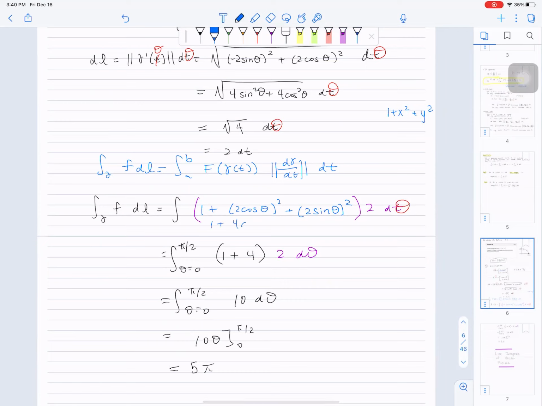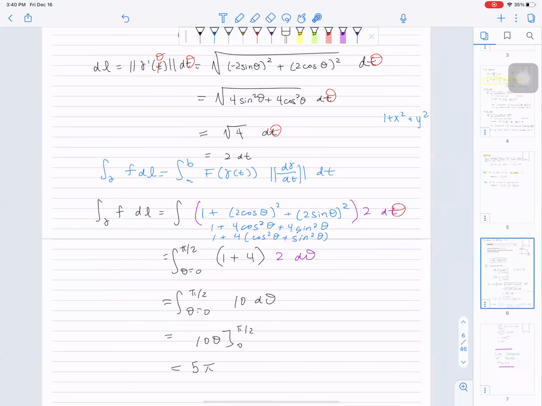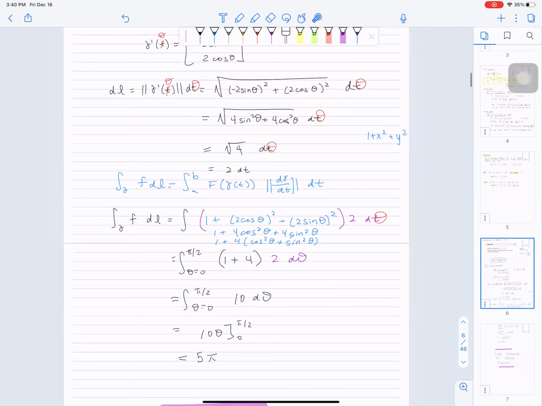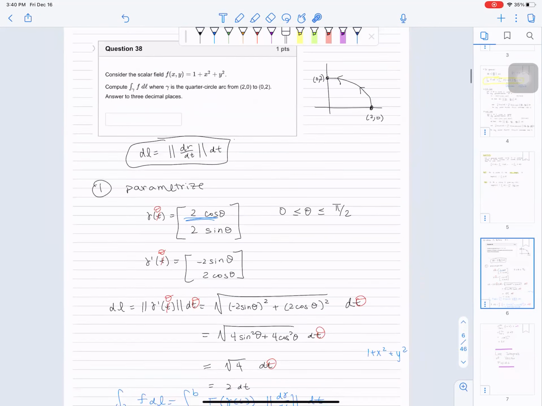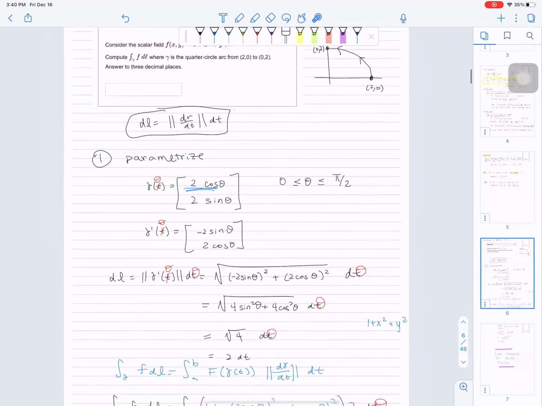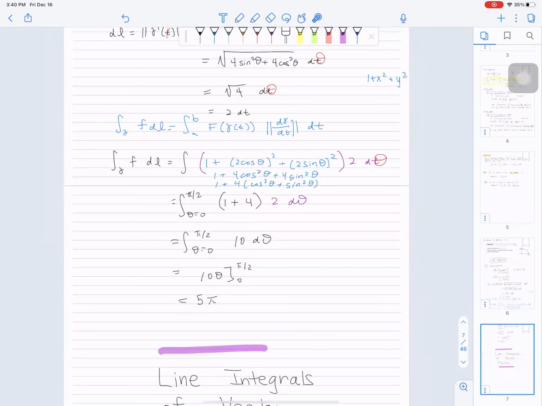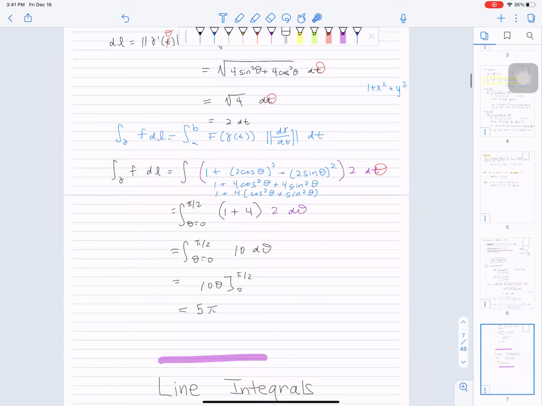Okay, how did I do this? Let me write it all out. I have this squared theta, 1 plus 4 times cosine squared theta plus sine squared theta. This is 1, so I just get left with 1 plus 4. Okay, that was for a scalar. Why is it pi over 2? It's pi over 2 because when I parameterized my curve, my theta went from 0 to pi over 2. So I should follow the bounds that my parameterization gave. Okay, any questions on that?